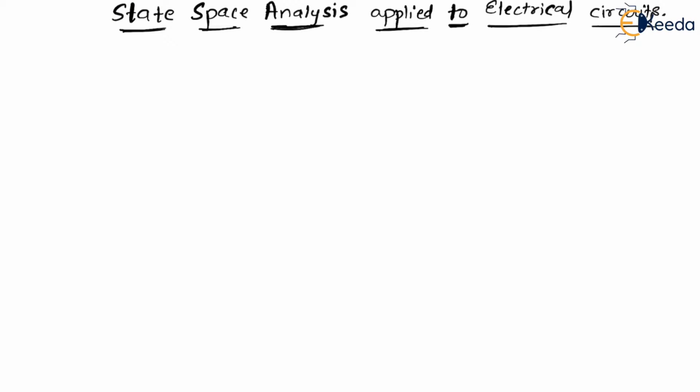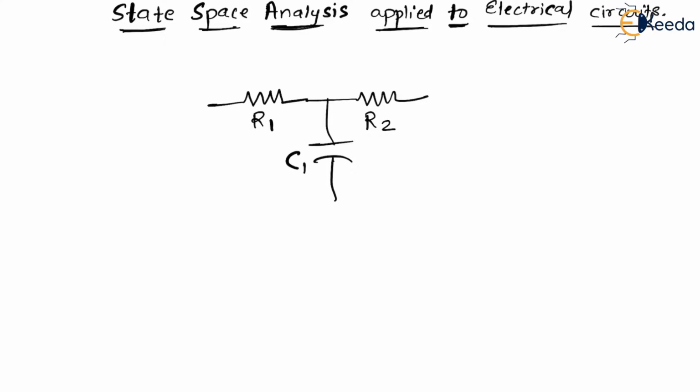Yes, so for applying state space analysis to some electrical circuit, let us first consider an example of a circuit. Let us say this is a resistance, let me call it R1. Let me have another resistance here which is R2. Let me have a capacitor here, let us say C1. Let me have another capacitor here, let us say C2, and that's it.